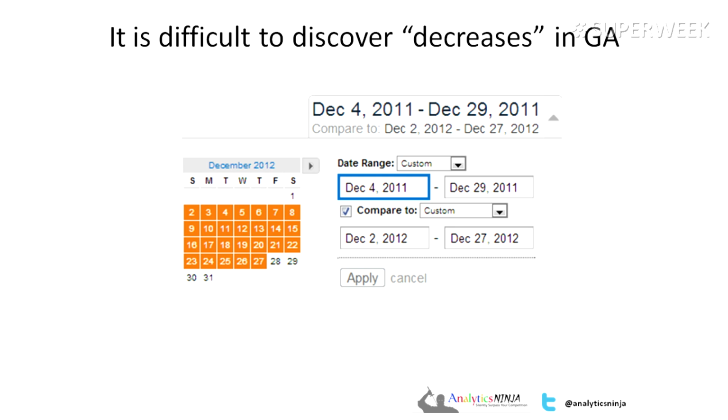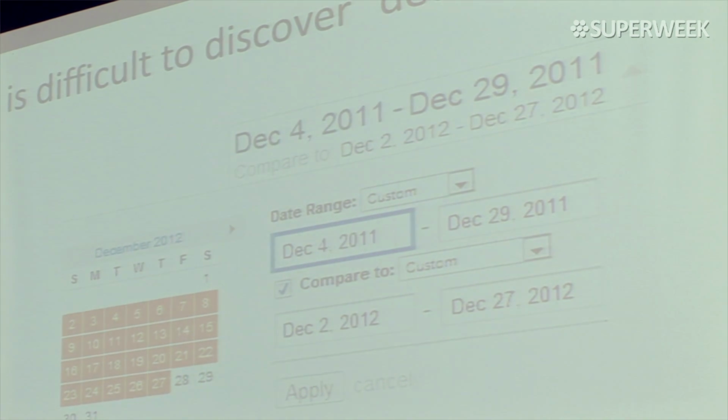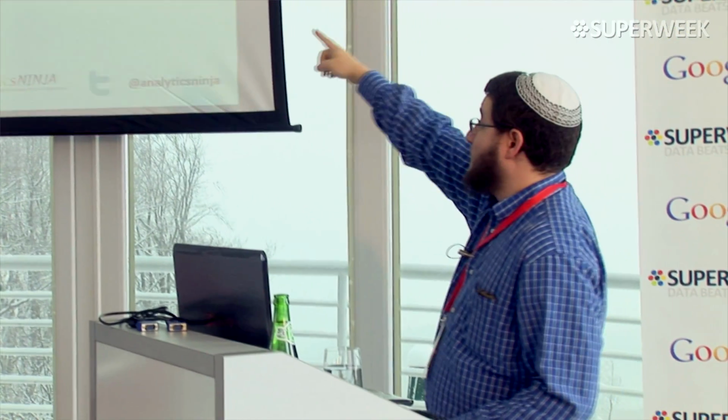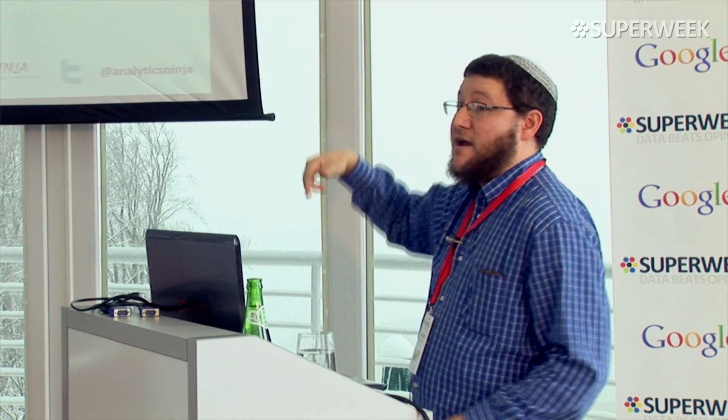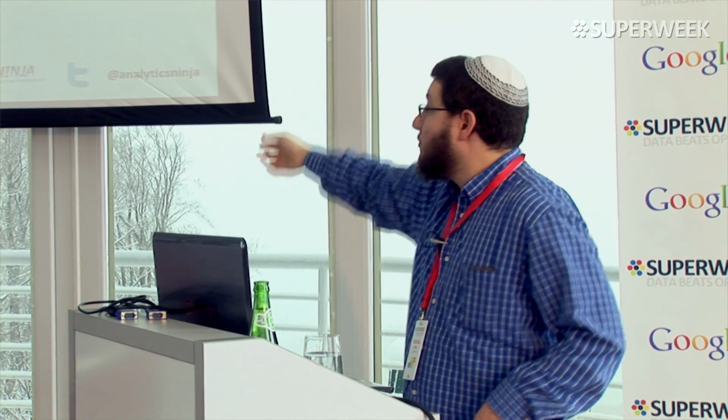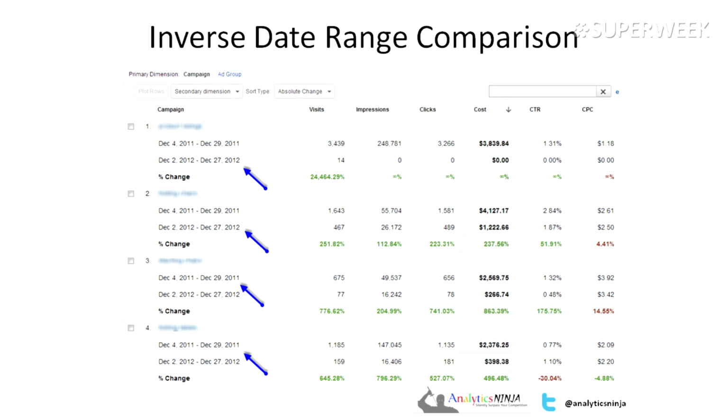But how do you find decreases? How do you know what fell? Now that's a little bit more difficult. One method, which I like, it's a little bit hard to do in the UI. You're going to have to click a couple times to make it actually stick, but it works. Switch your comparison. Put your old date in the primary date range and compare to the future. Put your one in the future as your comparison.